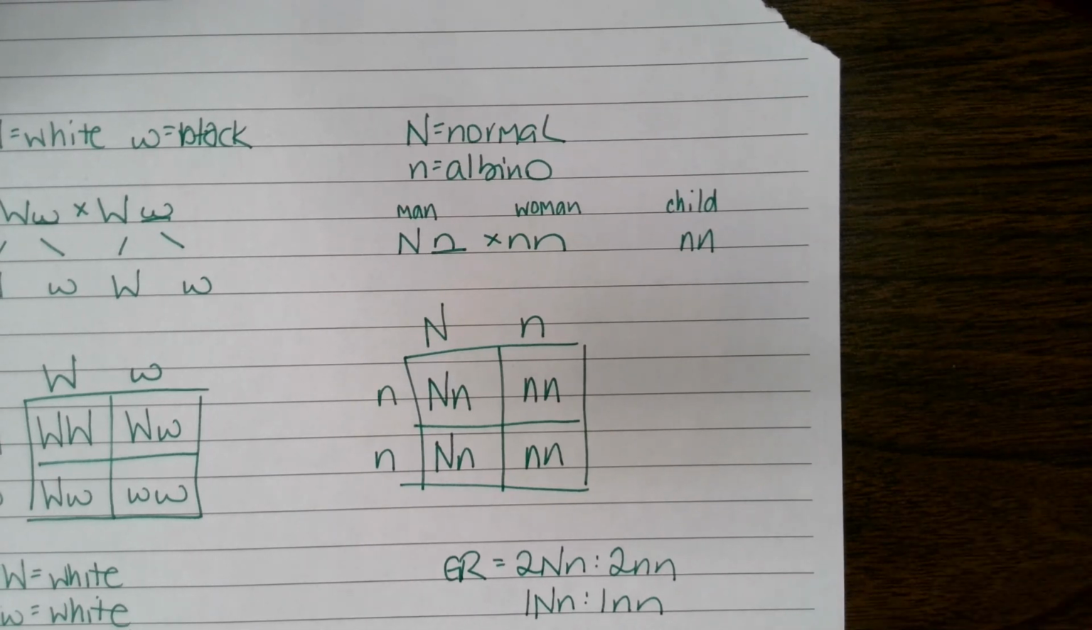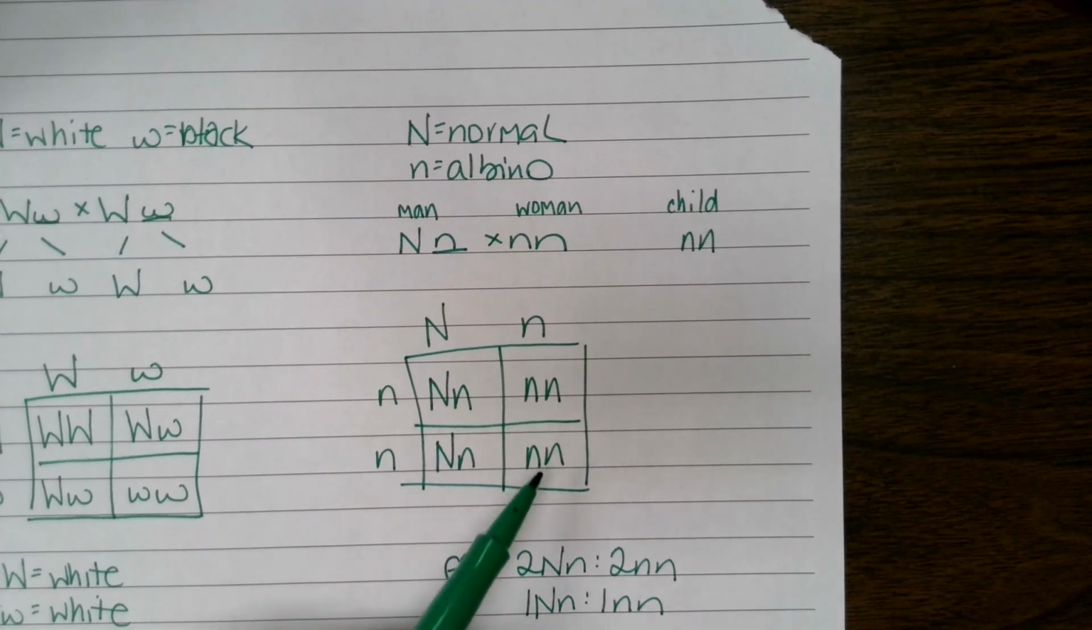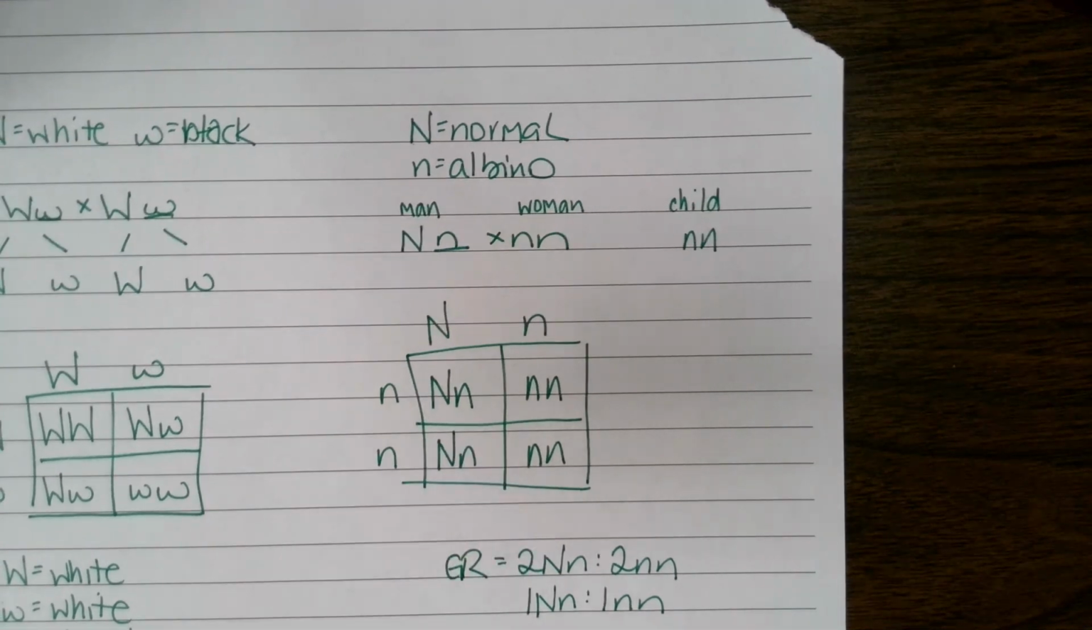So anytime you are given a 1 to 1 phenotypic ratio, let's say you were given that and had to work backwards, this is what that Punnett square is going to look like. Kind of more to come on that eventually. If you have any questions, let me know.